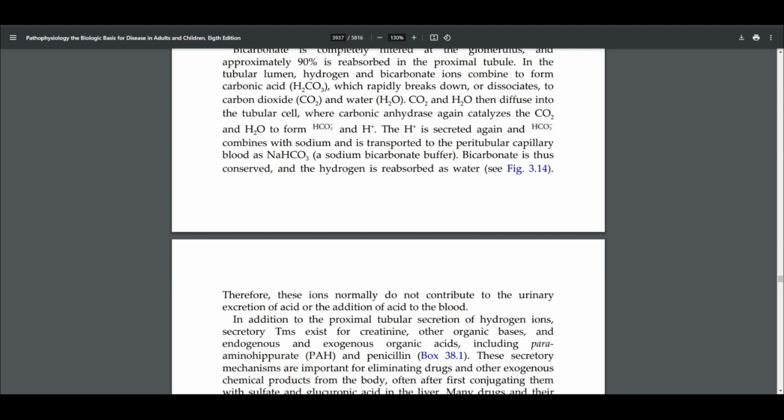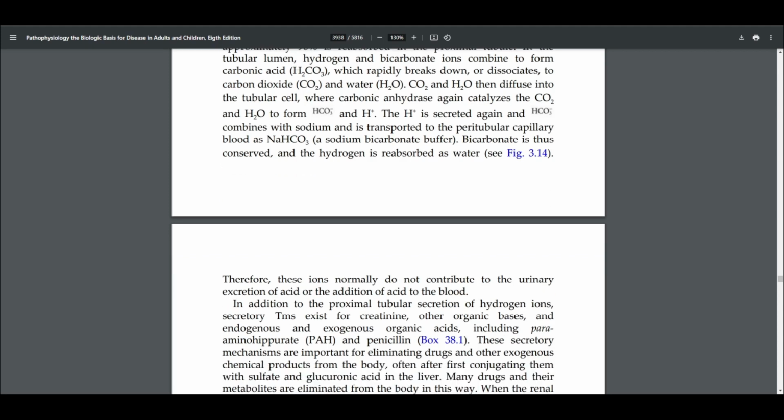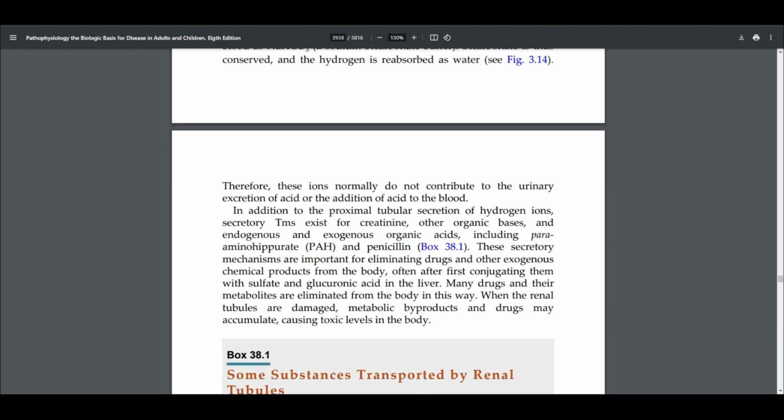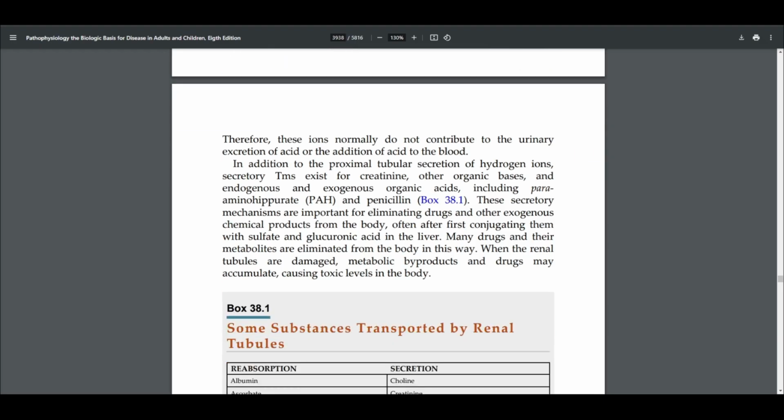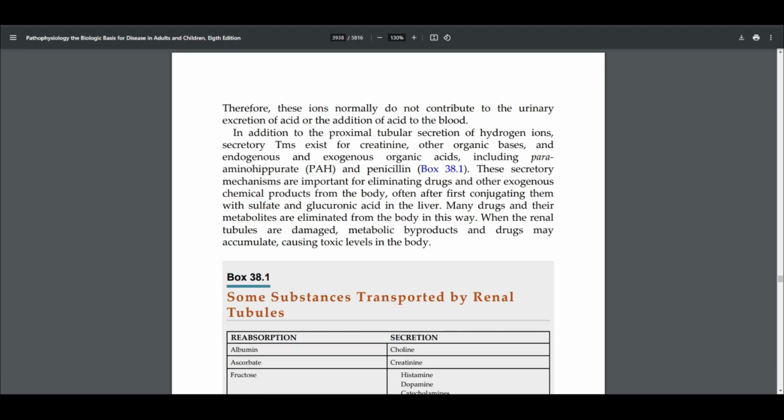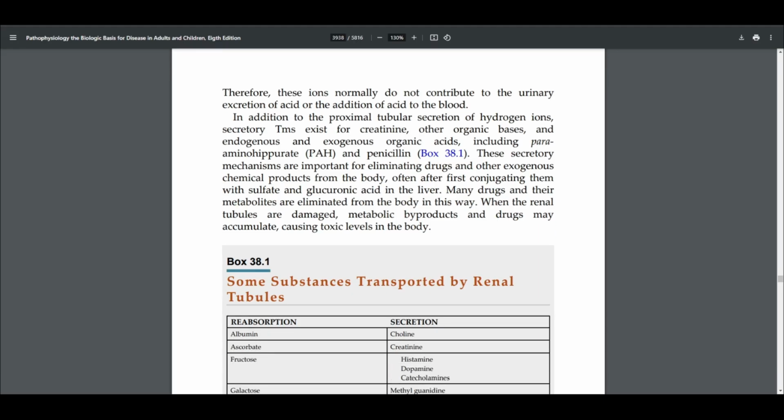The extra hydrogen is secreted again, and bicarbonate combines with sodium and is transported to the peritubular capillary blood as sodium bicarbonate. Bicarbonate is thus conserved, and the hydrogen is reabsorbed as water. Therefore, these ions normally do not contribute to the urinary excretion of acid or the addition of acid to the blood.